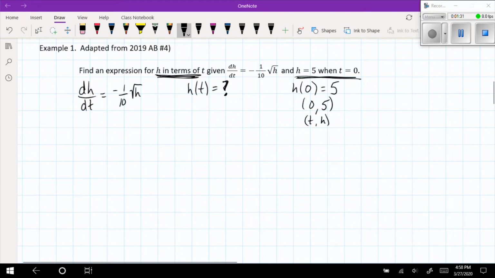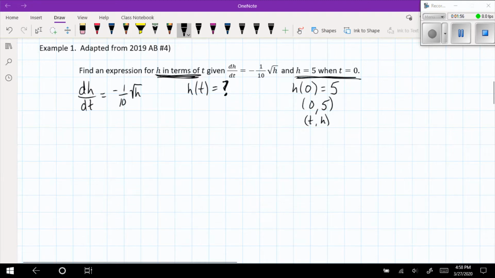All right, so I want h in terms of t. They gave me dh/dt, so they're giving me a derivative. This is a differential equation because I have a derivative embedded in the equation. In order to undo that derivative, I'm going to have to do an antiderivative, or what's also known as an integral. But I can't integrate both sides of my equation yet because I have a mixture of variables. So at first, I need to separate my variables.